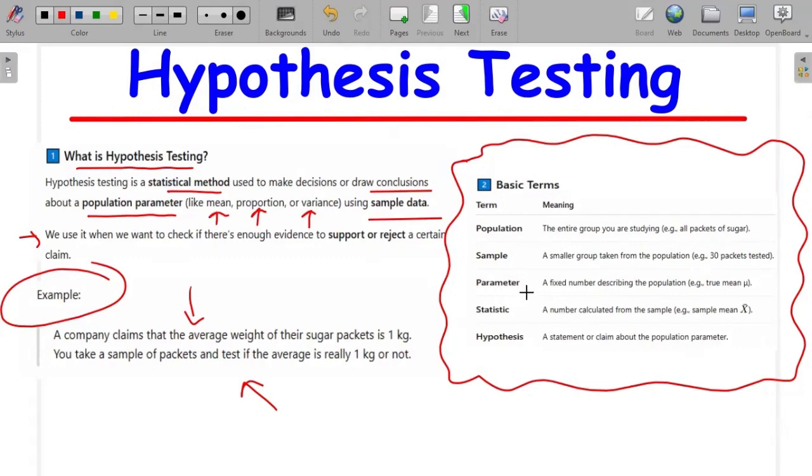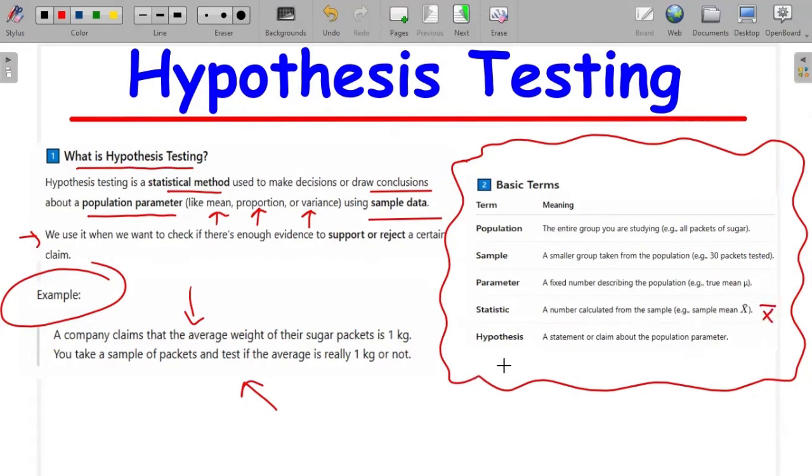A parameter is a fixed number that describes something about the population, for example, the true population mean or the true population variance. That one will be a parameter. And then a statistic, not statistics, but a statistic, is a number that is calculated from the sample. For example, the sample mean indicated by X bar is a statistic.